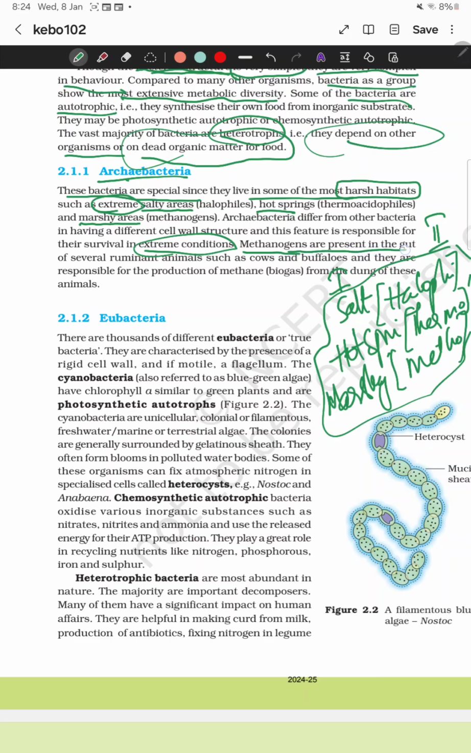Methanogens are present in the gut of several ruminant animals such as cows and buffaloes. They are used for the production of biogas from the dung of these animals. In earlier days, biogas was produced through this process.